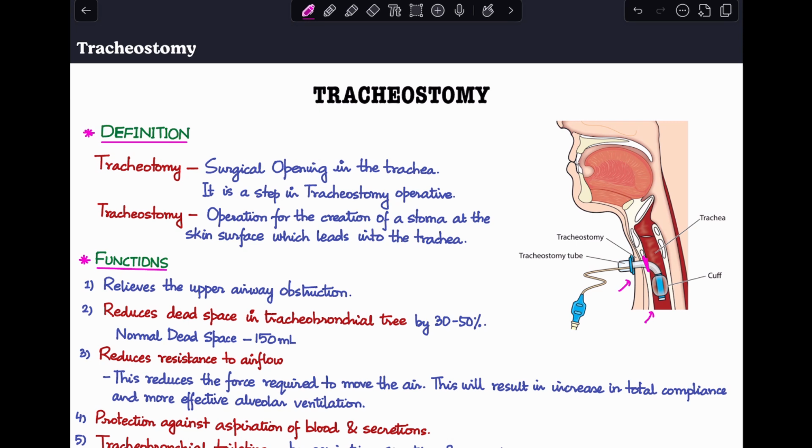Whereas tracheostomy is the surgery where we create a stoma at the skin surface which leads into the trachea. So, tracheotomy was just making an opening in the trachea, but when we connect that opening with the help of a stoma on the skin surface, that is what we call tracheostomy. And tracheotomy is just a step in tracheostomy surgery.